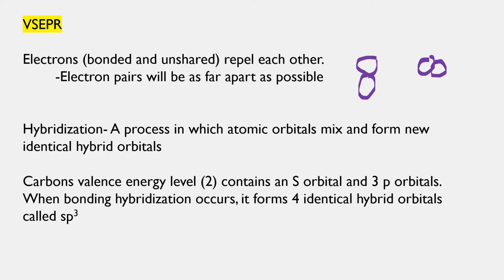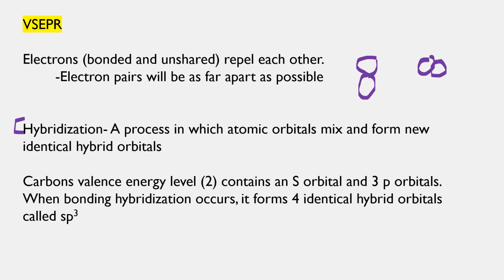Hybridization is a vocab word. It's a process in which atomic orbitals mix and form new identical hybrid orbitals. Hybrid, of course, is a mix. It sounds difficult, but it's actually really easy, and I'll show you in the next slide how we deal with this. But for example, take carbon's valence energy level.